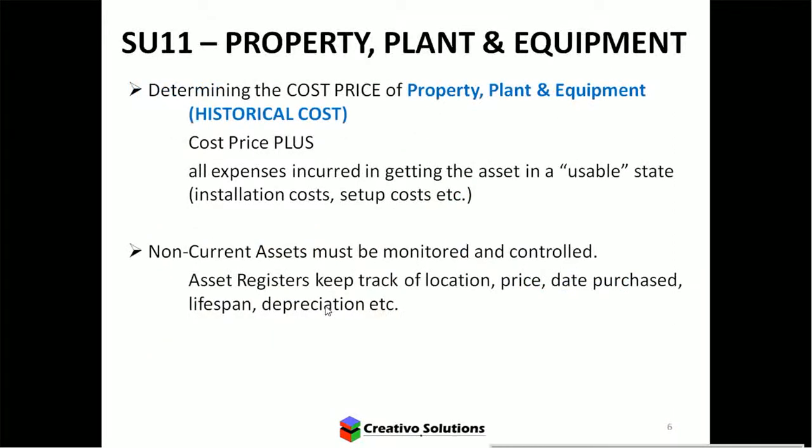Right, we need to look at the cost. So with property, plant and equipment, the same thing applies. We just covered inventory. We spoke about historical costs. Can I change the cost? No. What I buy an asset for is what I buy the asset for. So if I buy property, it's going to have a cost. If I buy equipment, it's going to have a cost. Can I use a machine if it's not installed? No. So this is going to include any installation, setup, or any other costs. So if I buy a machine and it needs to be installed, I need to include that in the cost price of the asset.